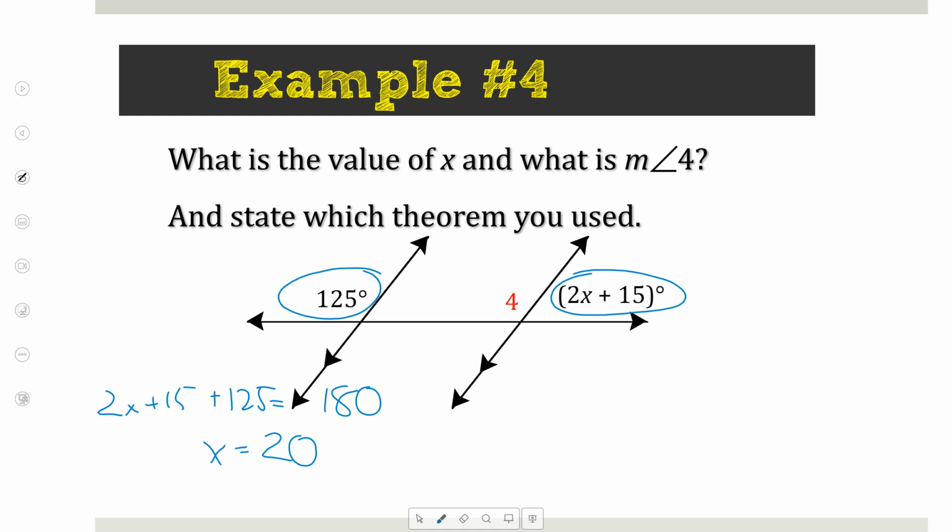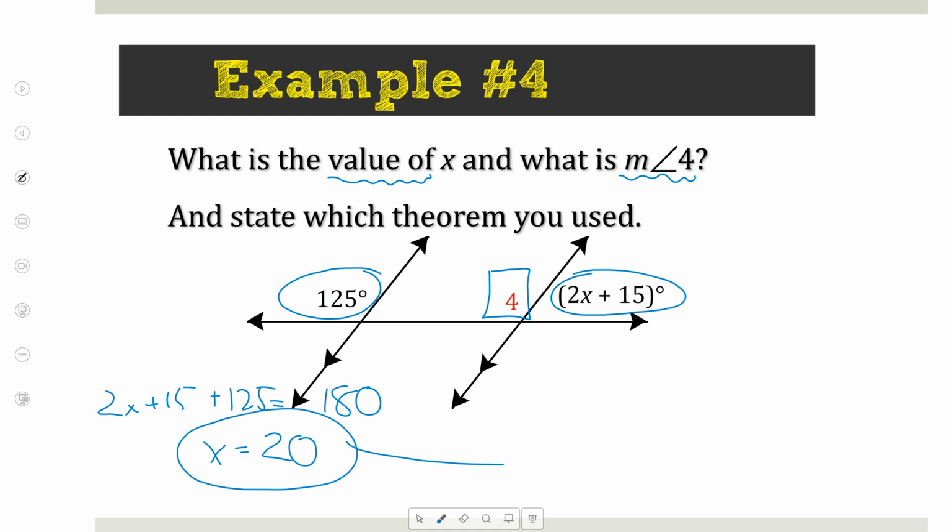Notice, what is the value of x? And how big is angle 4? That's why that guy is there. How am I going to find the measure of angle 4? You just use 125 degrees. Okay, that's one way. Good. What else? You could do 180 minus 2x plus 15. Good. Yep, because these are an adjacent pair.